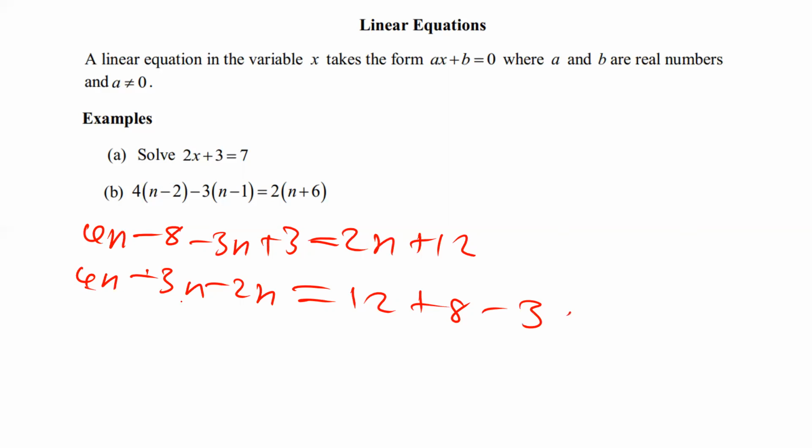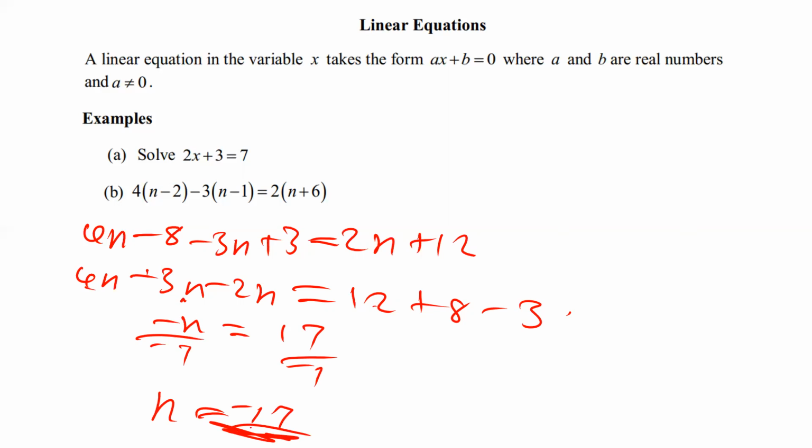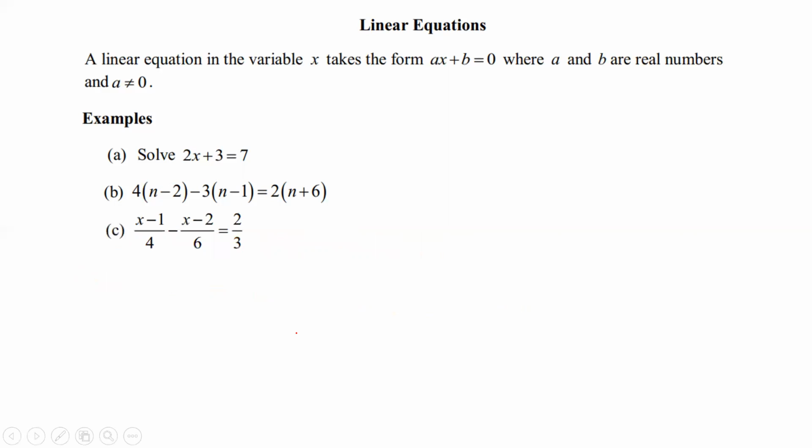So we have 4n minus 3n, the answer is n. n minus 2n, we have negative n being equal to 12 plus 8, that is 20, minus 3. The answer is 17. So we divide by negative 1, divide by negative 1. The value of n is negative 17. So these equations are simple. We also have this simple equation here.